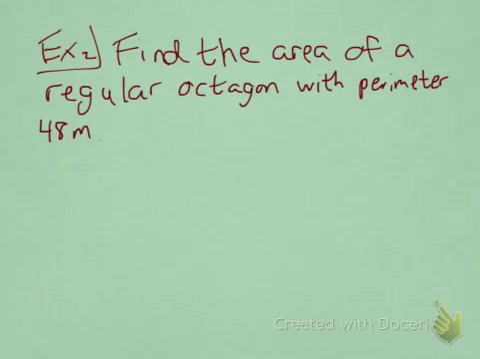It says find the area of a regular octagon with a perimeter of 48 meters. They don't give you a picture here, so you kind of need to draw it yourself, if you so please. So I'm going to draw an octagon. Bear with me here. It's tough to draw an octagon. In fact, I should have thought of that before I decided to choose an octagon.